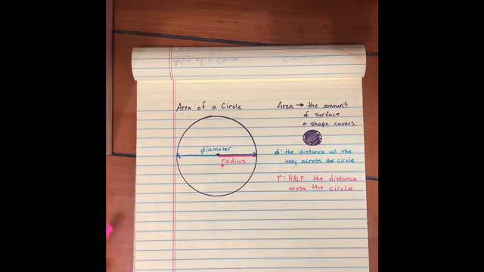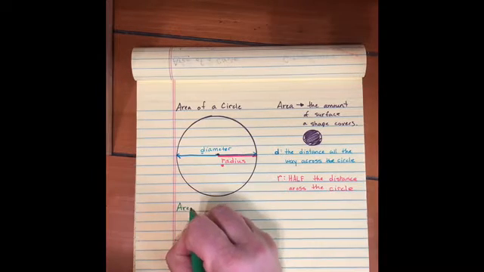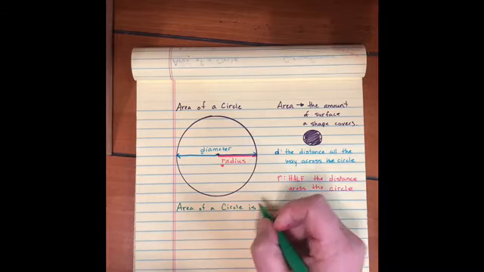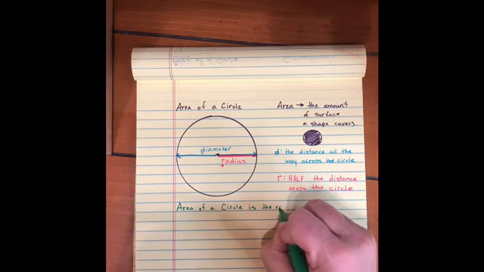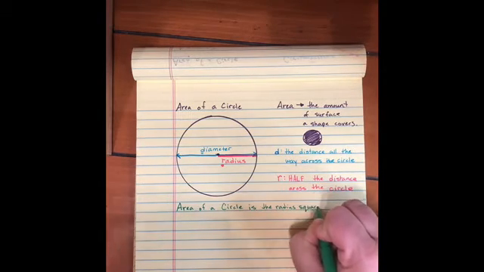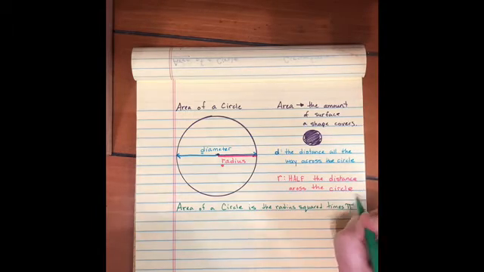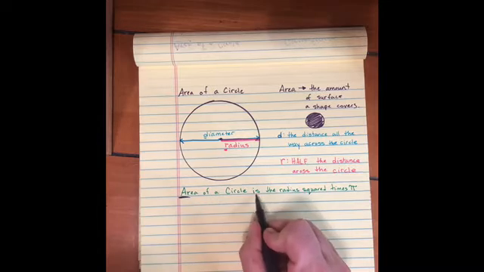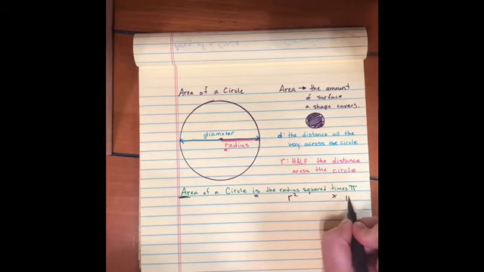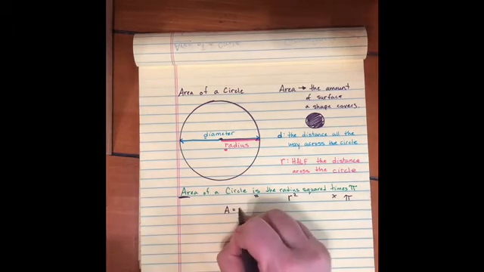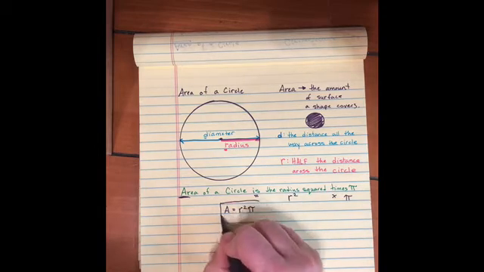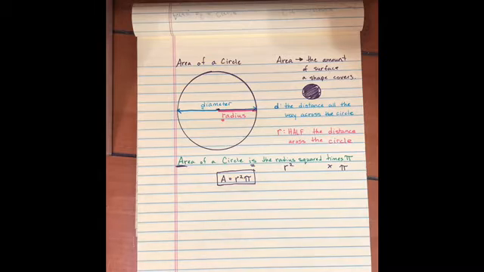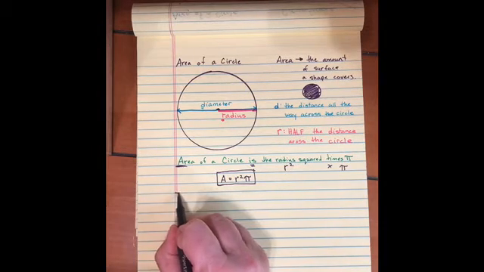All right, and so the area of a circle is the radius squared times pi. Right, so we can show that as, we just rewrite that as A equals pi r squared. Right, so that is the formula for area of a circle. So all you need to know is the radius, which is half the distance across the circle.